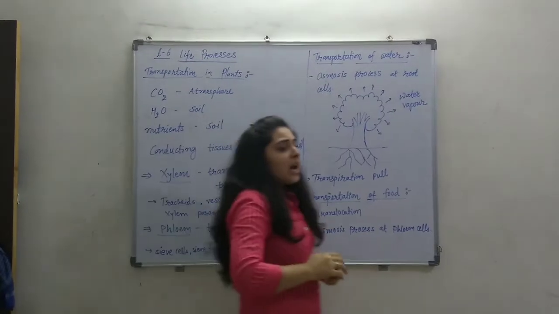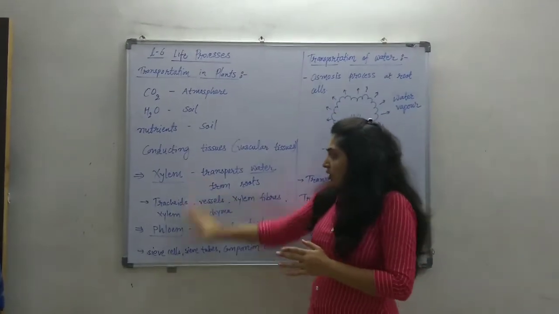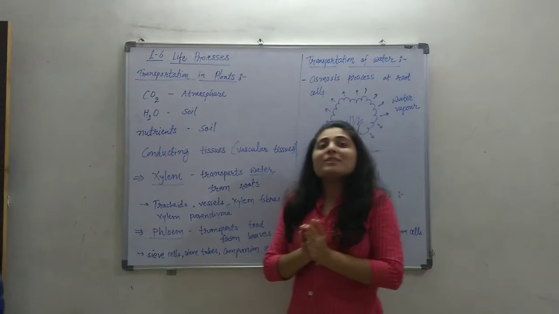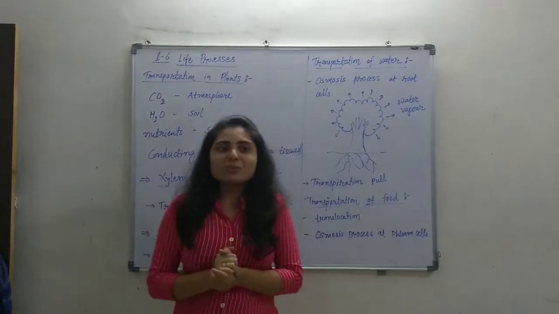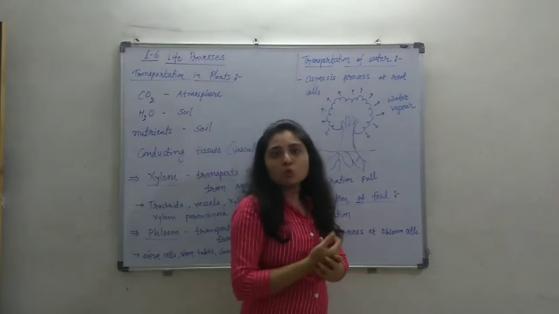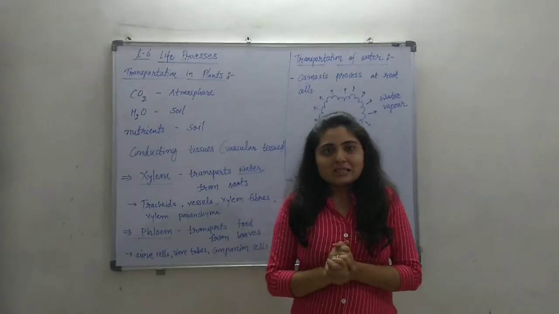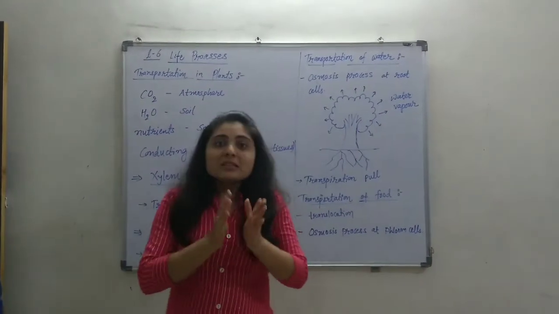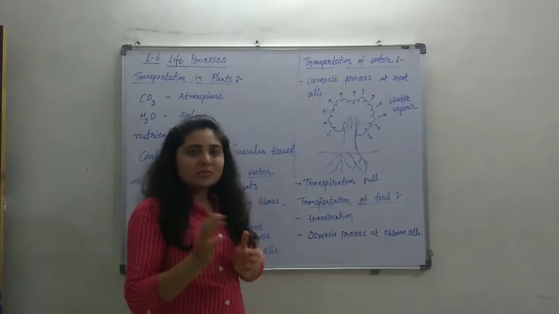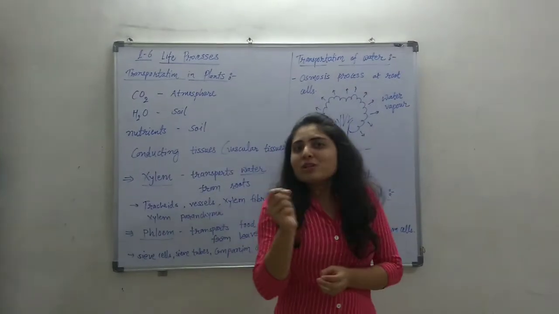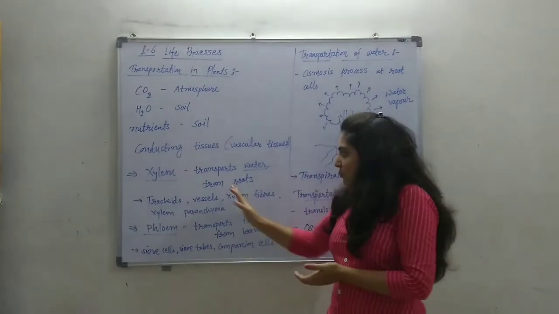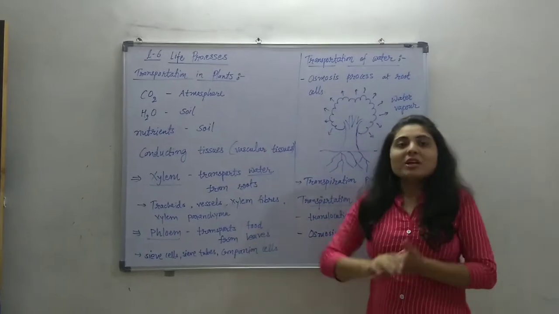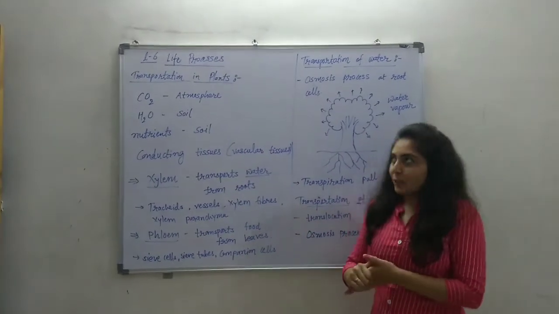No doubt, this transportation system is quite slow in the plant compared to animals, because plants don't move. They need less energy. Also, the cells inside the plants are dead, so they don't need much energy. So the transportation will be very slow. We will see how the xylem and phloem transport the material inside the plant.